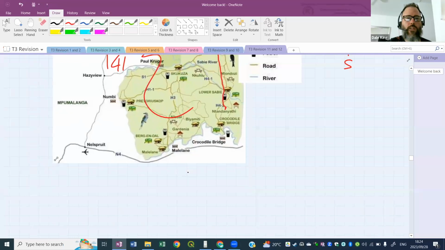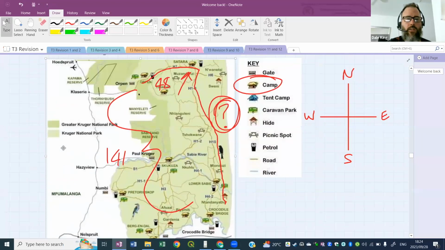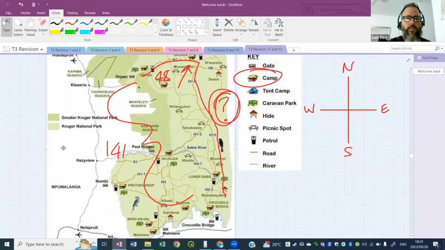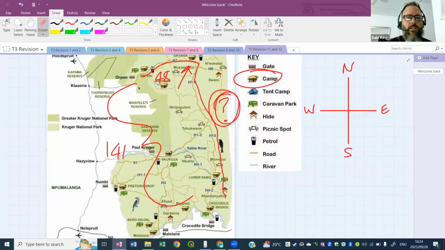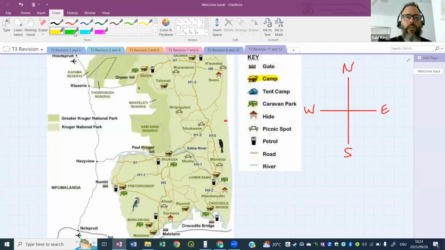We need to determine the number of camps and the number of caravan sites, and we need to know the difference that includes all of them. All right, so it's a whole lot of counting, guys. Can you see the difference? We're talking about camps, and we're talking about caravan parks on the map. What is the difference between the number of camps and the number of caravan parks?